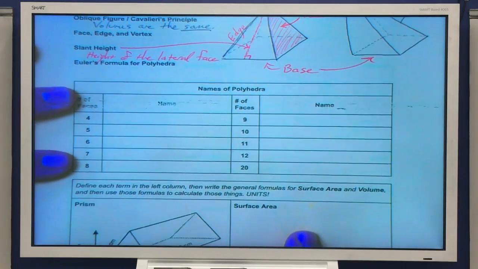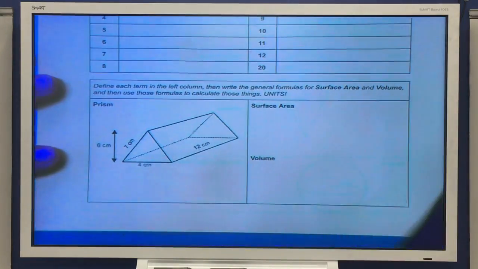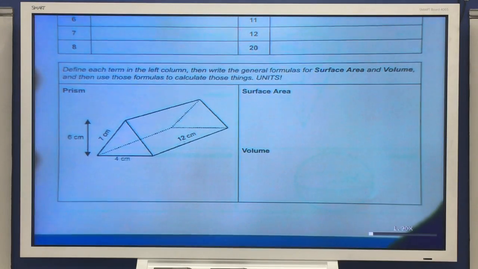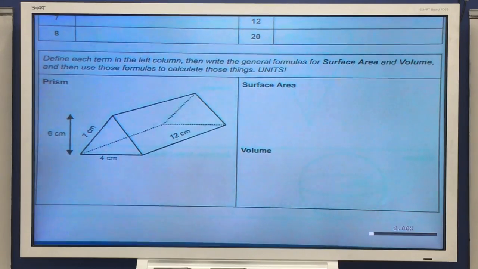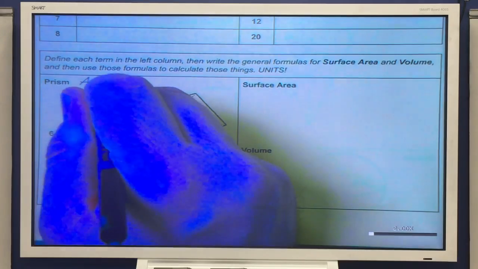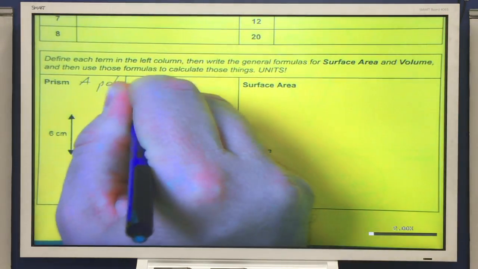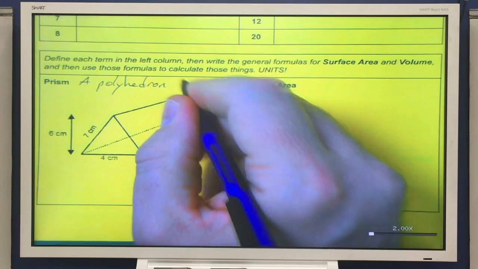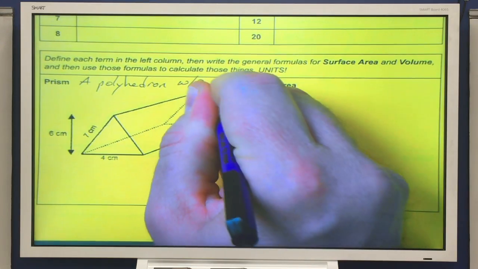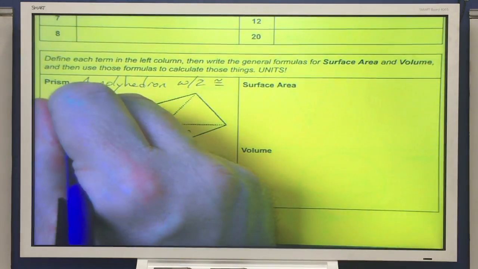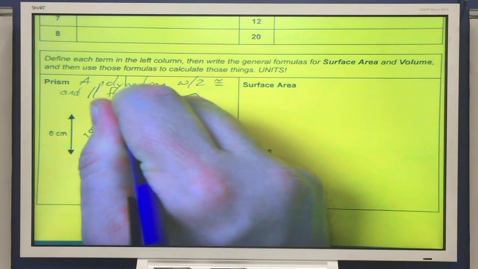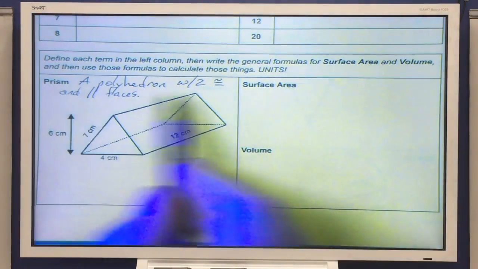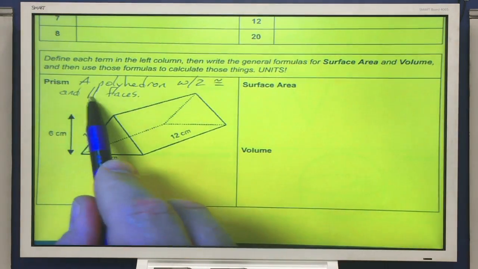We're going to skip this table in the middle for now. So go down here. I'm going to zoom in a little bit so you can see with more clarity what's going on. A prism is a polyhedron with two congruent and parallel faces. A polyhedron with two congruent and parallel faces.